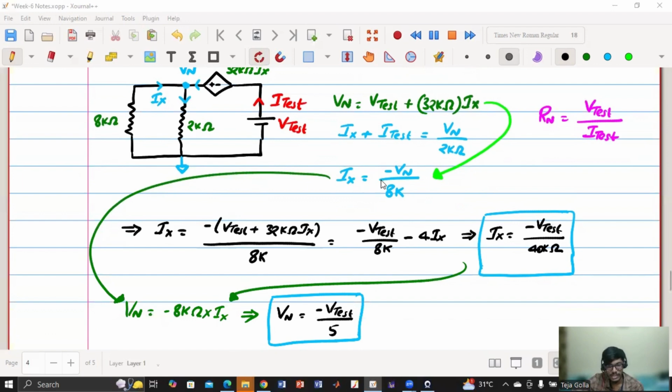Now Ix is also minus Vn by 8k. So Vn is minus 8k into Ix. And Ix is minus V test by 40k. So if I do this, I'll get Vn is minus V test by 5. Agree? I have used the third equation and this equation.